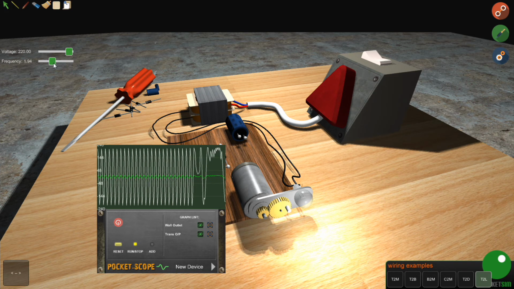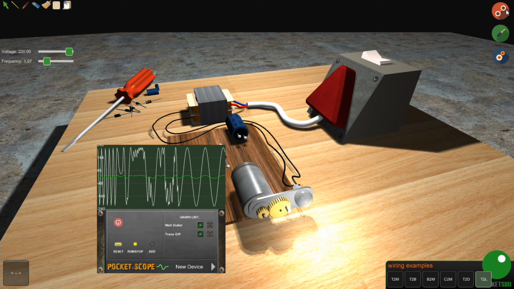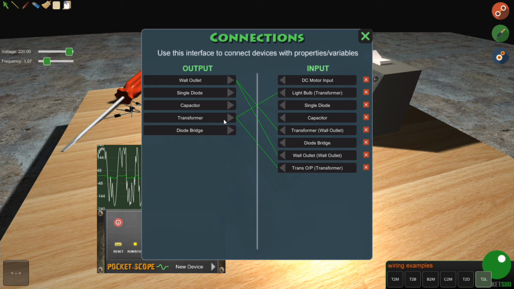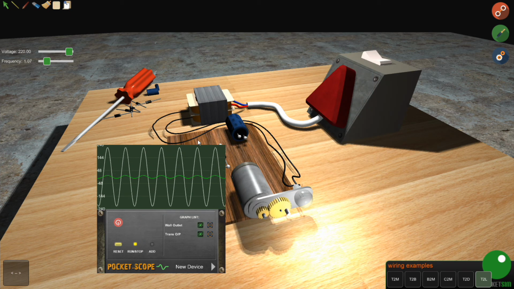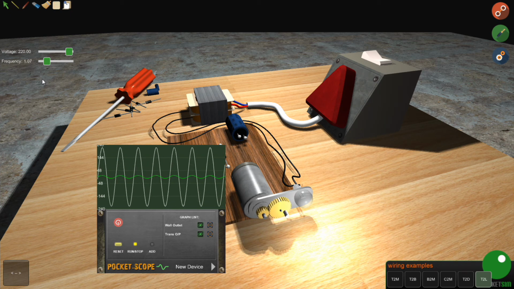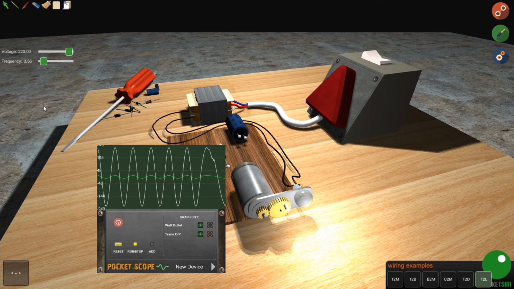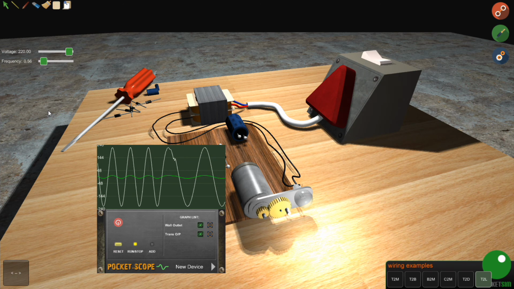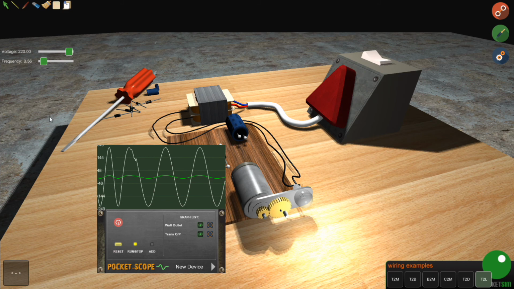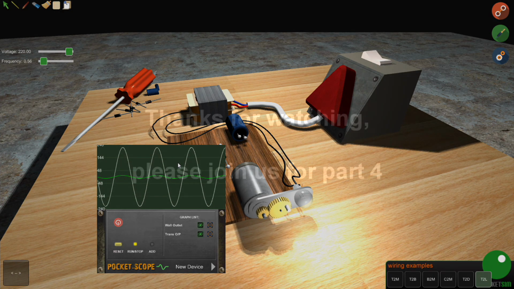Let's quickly connect the DC motor to the transformer. Leave the transformer connected to the light bulb, and let me connect the DC motor as well. Can you see how the motor is now turning in both directions? Although this is another nice example of alternating current in action, this is obviously not what we want. In the next lesson, we'll start the process of turning this alternating current into direct current, and thus make the motor turn in one direction.